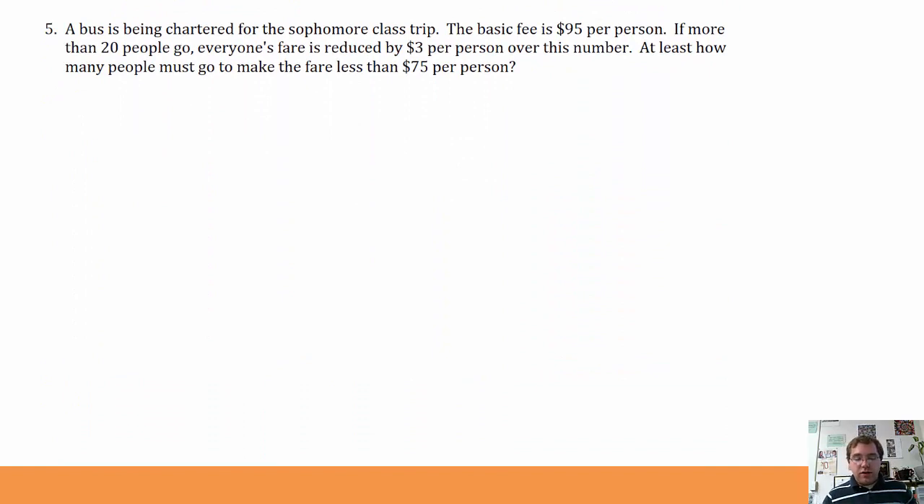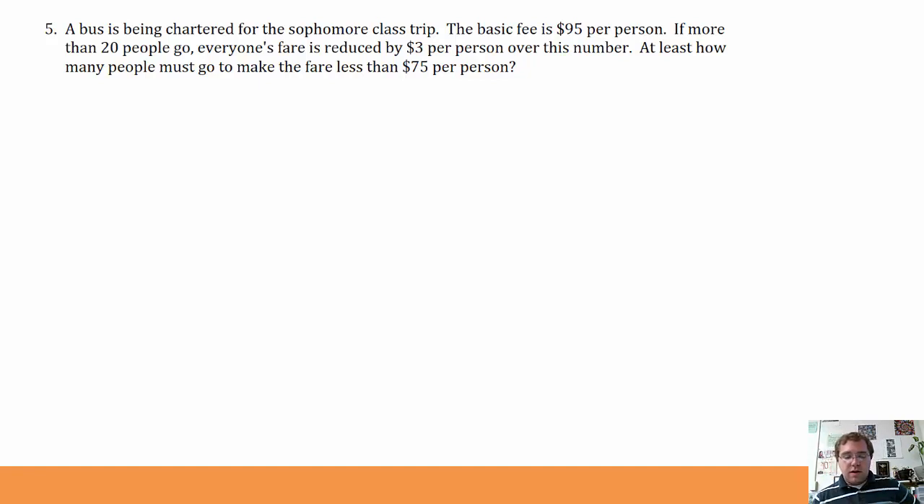A bus is being chartered for the sophomore class trip. The basic fee is $95 per person. If more than 20 people go, everyone's fare is reduced by $3 per person over this number. At least how many people must go to make the fare less than $75 per person?